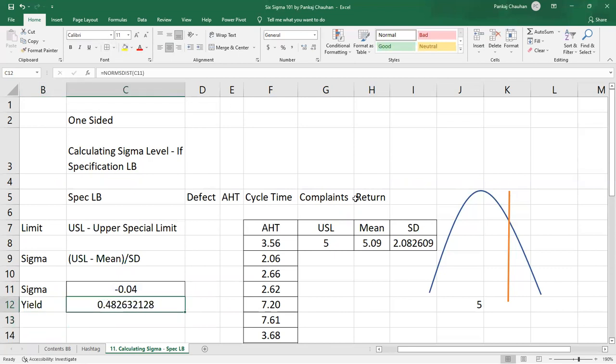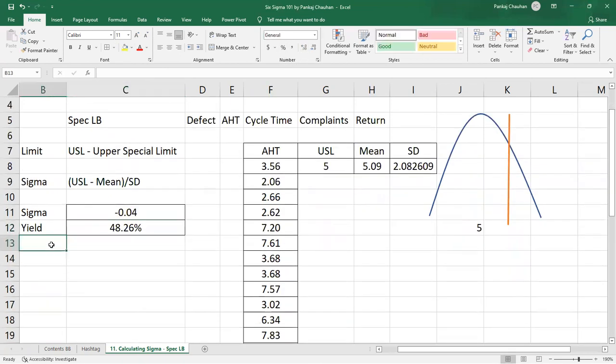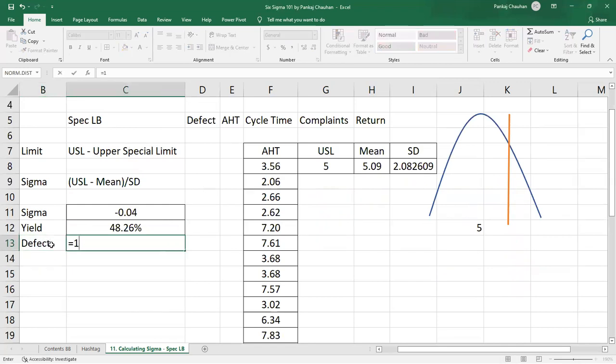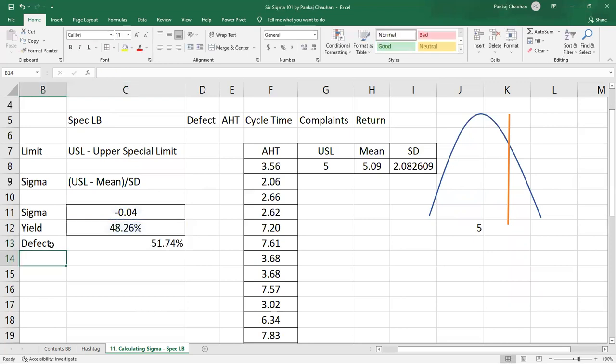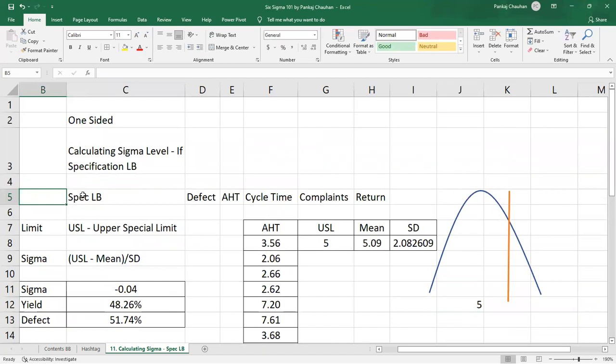As I was telling before, if your average value, when the specification is lower is better, is crossing the upper specification value, then the sigma will be negative. Negative means less than 50% yield. So you see negative 0.04. That's how we got around 48%, which means defect is equal to 1 minus yield, approximately 51.74%. As per this data, I will be missing the upper specification limit of 5 that much of the time. That's how we calculate the sigma level when the specification is lower is better and you have the upper specification limit.